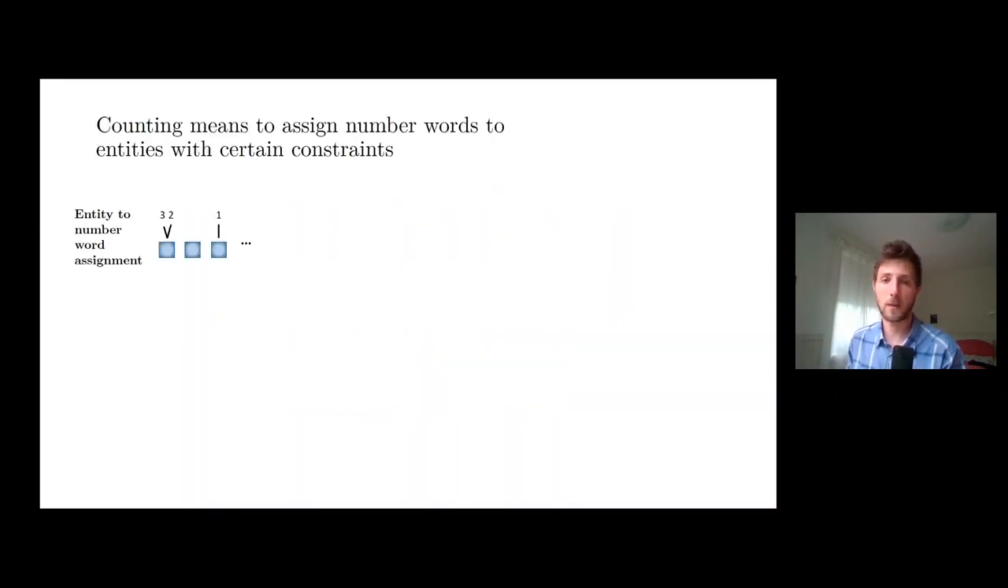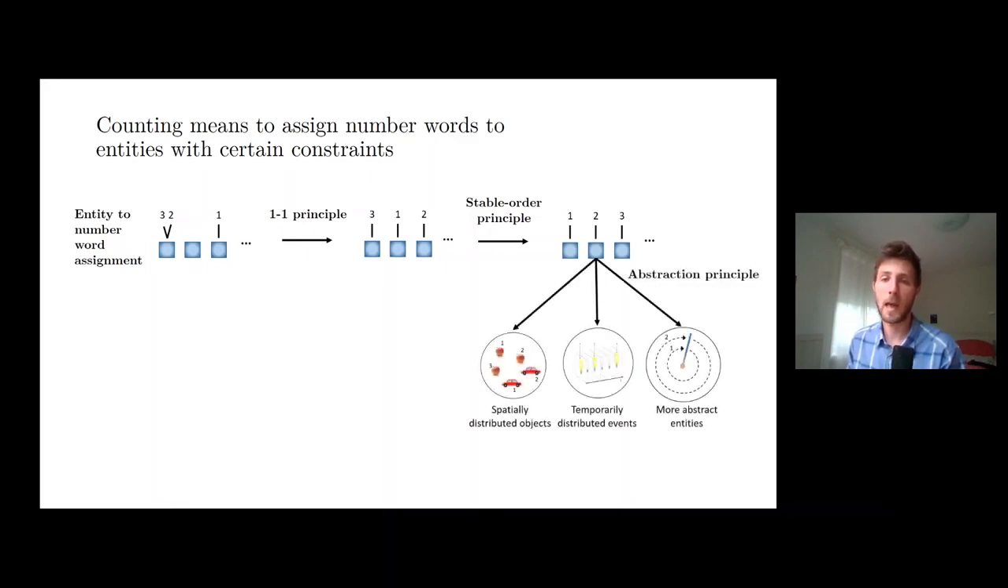So formally, counting means to assign number words to entities with certain constraints, such as that each entity is corresponded to exactly one number word, and that the order of the number words must follow a fixed sequence. These principles can then be applied to any kind of entity. However, children usually do not learn counting by explicitly telling them these principles, but exposing them to many examples.